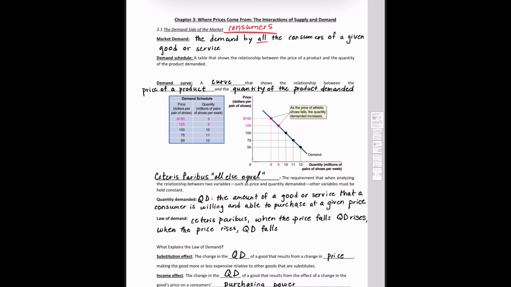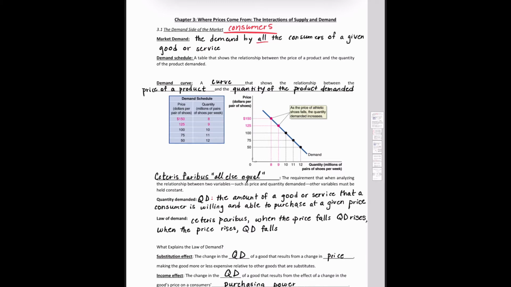When looking at market demand, we have essentially two ways to convey this information. We have what's called a demand schedule, which is a table that shows the relationship between the price of a specific product and the quantity of the product demanded. And we have what we call the demand curve, which is a graphical representation, a curve that shows the relationship between the price of the product and the quantity of the product demanded.